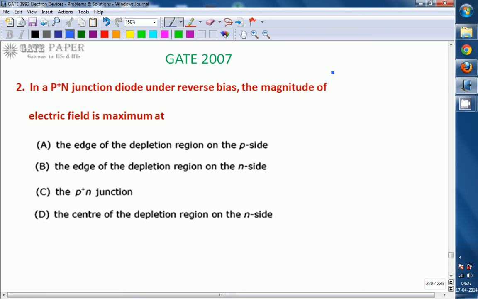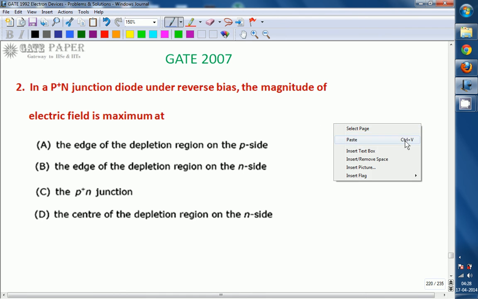A, the edge of depletion region on P side. B, the edge of depletion region on N side. C, the P plus N junction. D, the center of the depletion region on N side. So for a P plus N junction, whenever it is in reverse bias, the electric field will be maximum at which point?